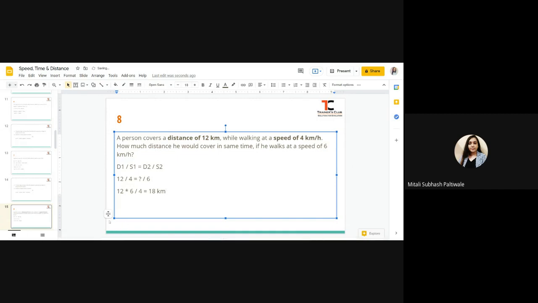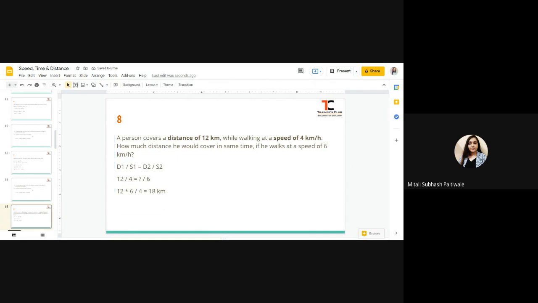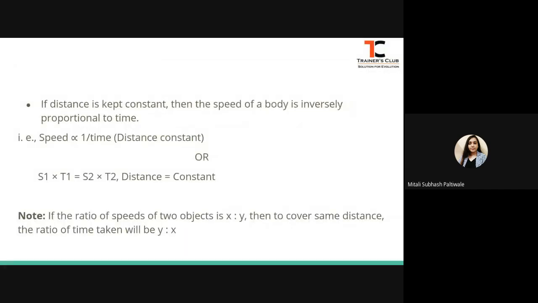Okay. Now let's get on with another thing wherein we have seen speed and time constant. So now it is time to see what will happen if your distance is kept constant. If your distance is kept constant, then the speed of a body is inversely proportional to the time. So here the equation will become S1 into T1 is equal to S2 into T2. Distance is kept constant.